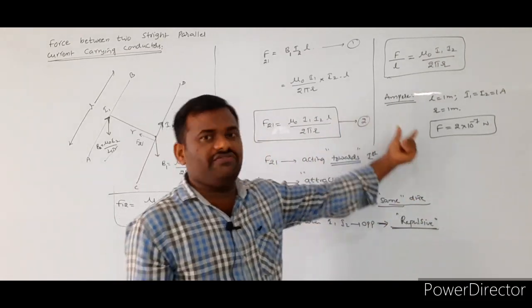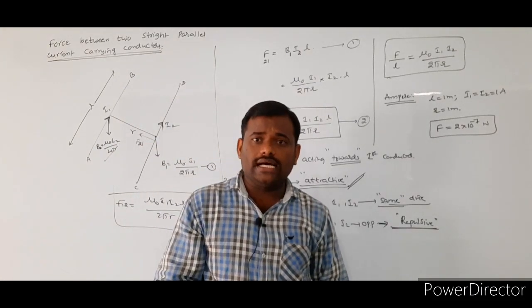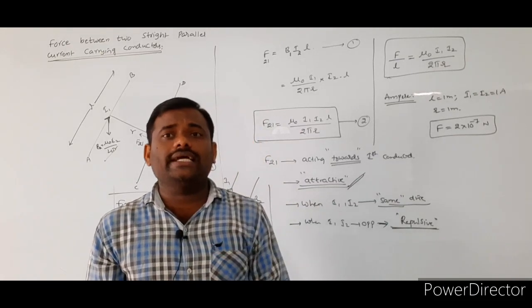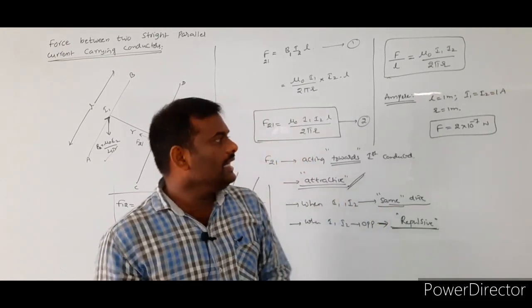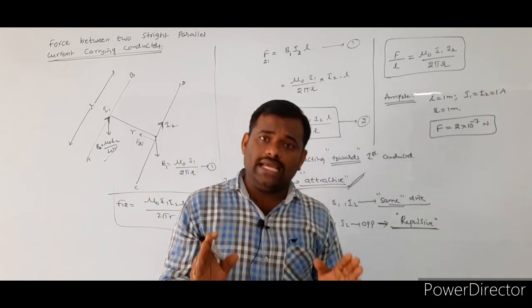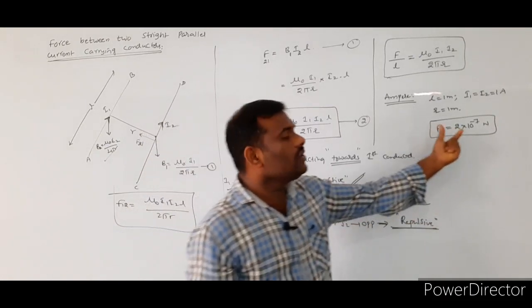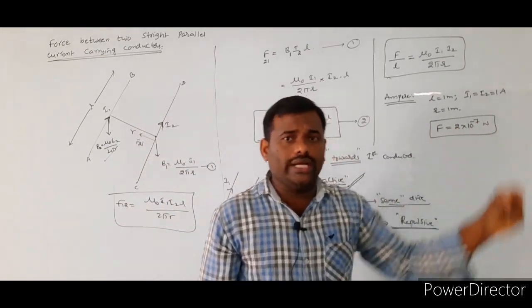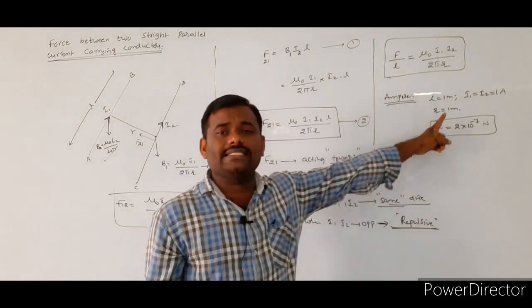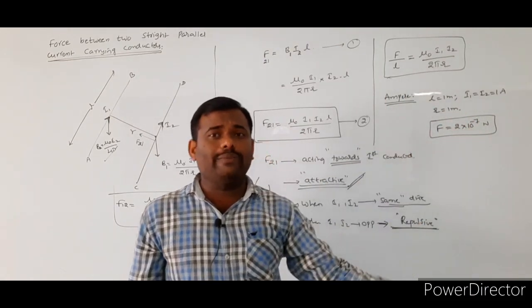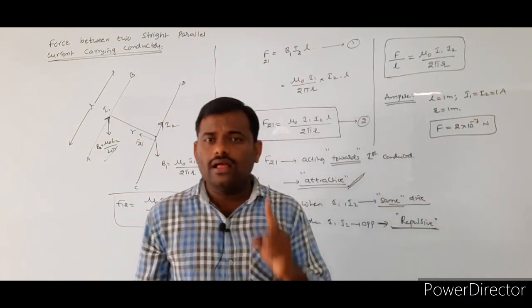From this, now we are going to define 1 ampere. The current flowing through the given straight current carrying conductor will be called 1 ampere when the force acting between the two current carrying conductors will be 2 into 10 power minus 7 Newton, whenever those two conductors are separated by the unit distance. Like this we have to define 1 ampere.